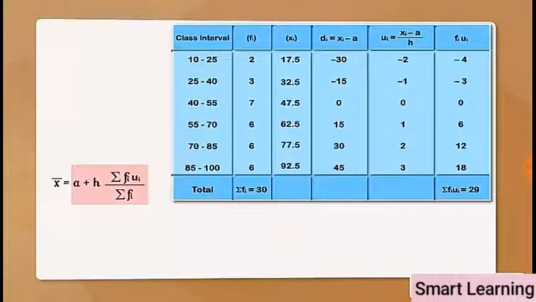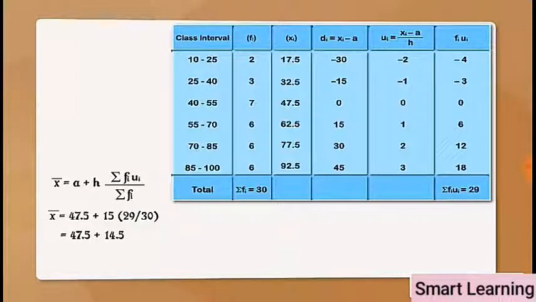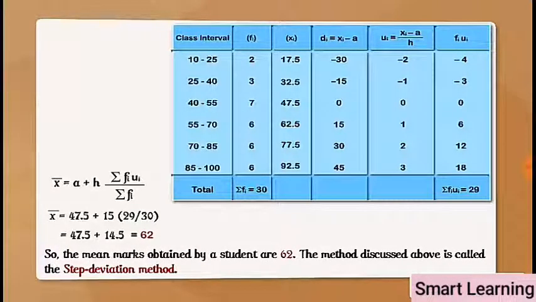Now, the mean x bar is A plus h into sigma fi ui upon sigma fi. Substituting the values of A, h, sigma fi ui and sigma fi, we get x bar is equal to 47.5 plus 15 into 29 by 30 equals 47.5 plus 14.5 is equal to 62. So, the mean marks obtained by a student are 62. The method discussed above is called the step deviation method. We can use any of these methods as per our convenience.